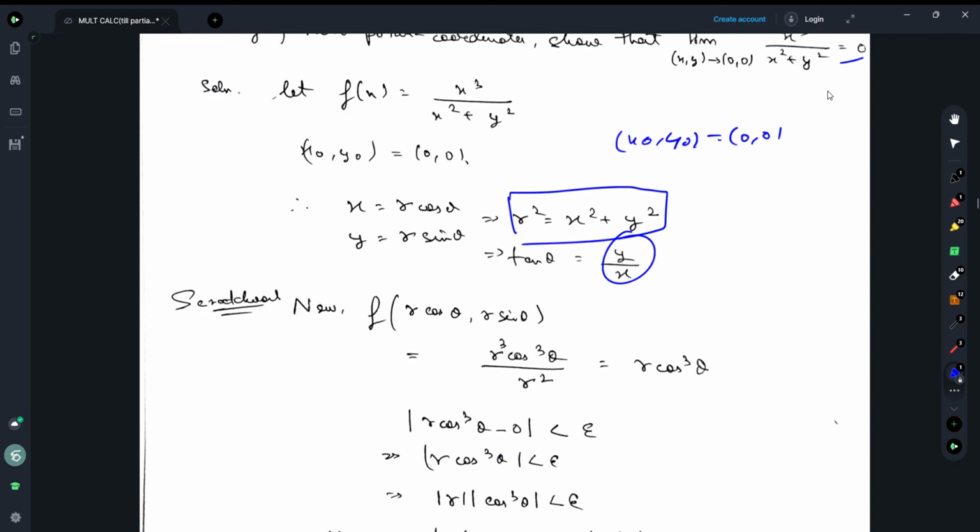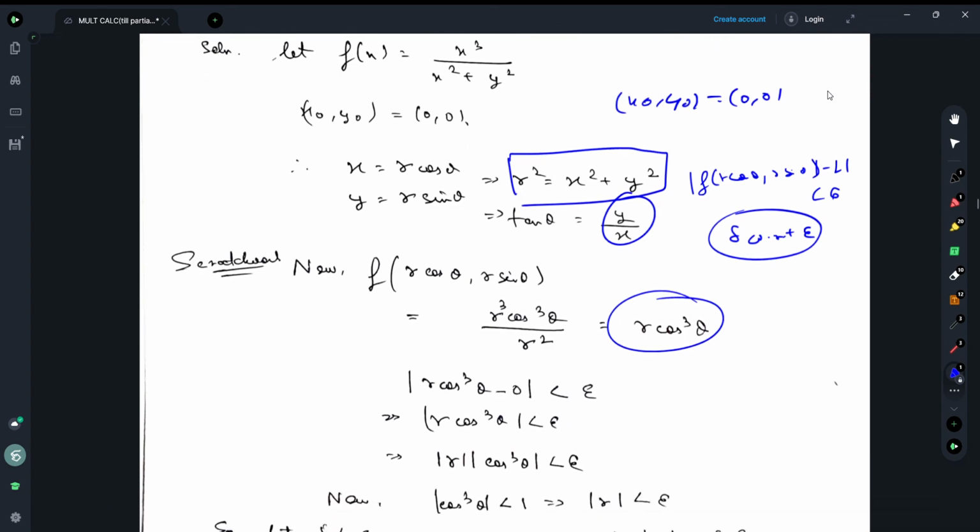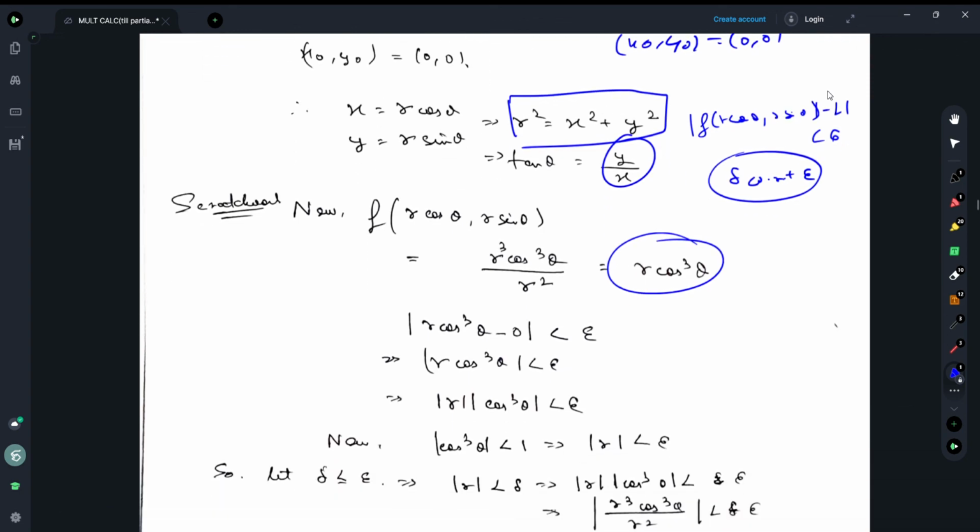Okay. Now we will do the similar scratch work. The scratch work is that you take mod of f of r cos theta, r sin theta minus the provided limit less than epsilon, and continuing, we find the value of delta with respect to epsilon, and then we do the forward step. So this is basically a backward step of what we should have done to prove the limit. Okay, so f of r cos theta, r sin theta comes out to be r cos cube theta, minus 0, because 0 is the limit you need to prove, and mod of that is less than epsilon. So that means mod of r times mod of cos cube theta is less than epsilon.